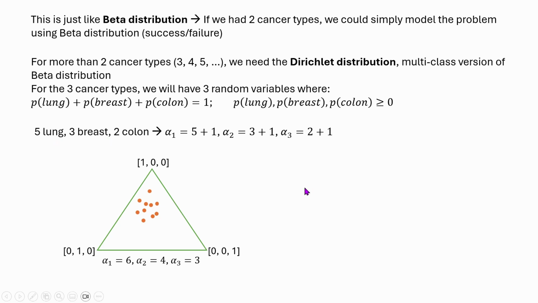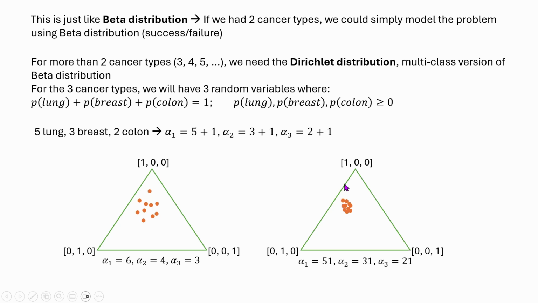But what if we actually 10x our samples? If we 10x our samples, instead of 5, we have 50 lung cancer. Instead of 3, we have 30 breast cancer. Instead of 2, we have 20 colon cancer. And alpha 1, alpha 2, and alpha 3 are 1 plus those numbers. In this case, the points cluster in the same place, but they are now clumped together very tightly. That means when we randomly sample from this distribution, it is much more concentrated in this small place. This is because now we are much more confident about what the probability values should be. So that is basically the impact of the number of samples on the Dirichlet distribution.